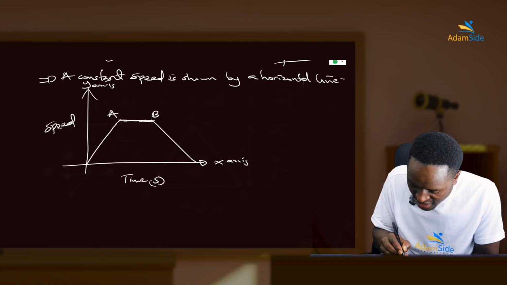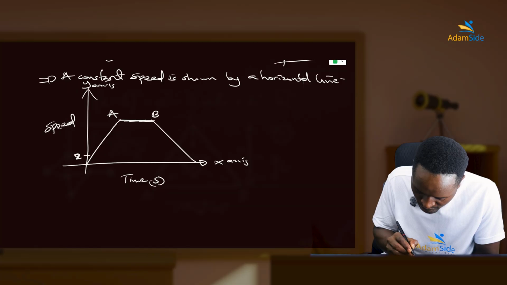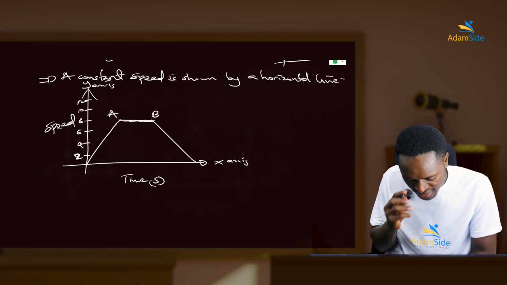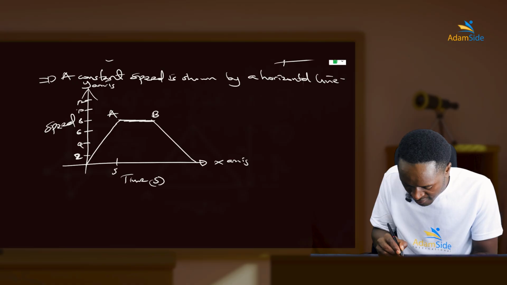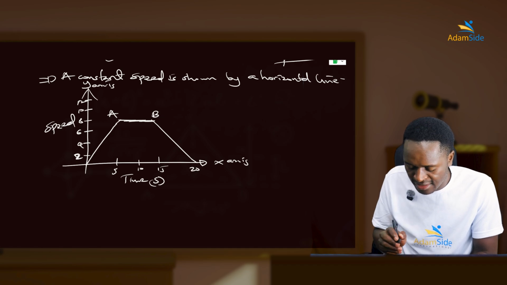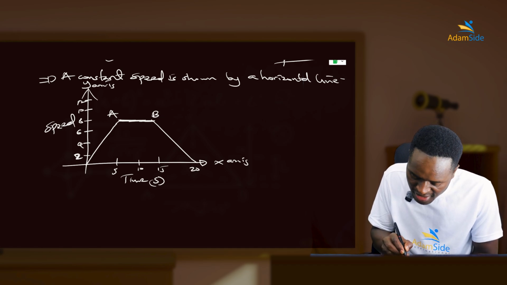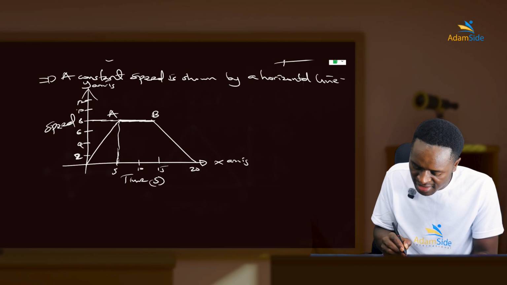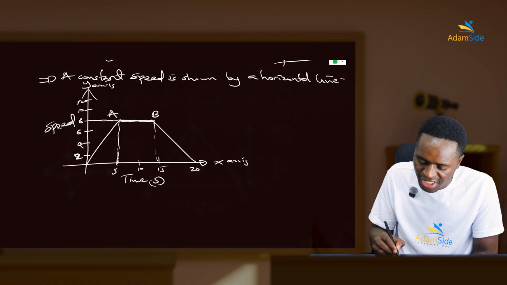Let's say the speed axis is 2, 4, 6, 8, 10, 12, and this is time, maybe 5, 10, 15, 20, in seconds. So you see here, from when the time was at 5 seconds to when the time is 15, the car did not change any speed. The speed was still the same. The speed was 8 meters per second.